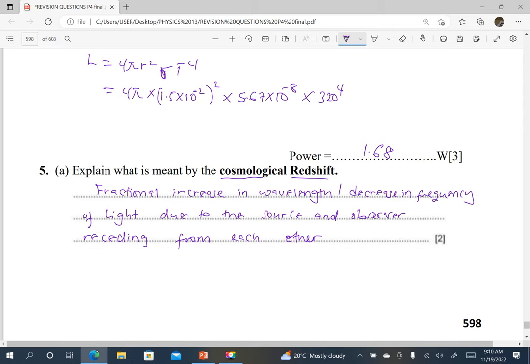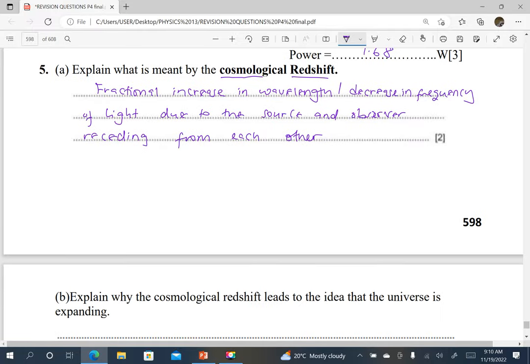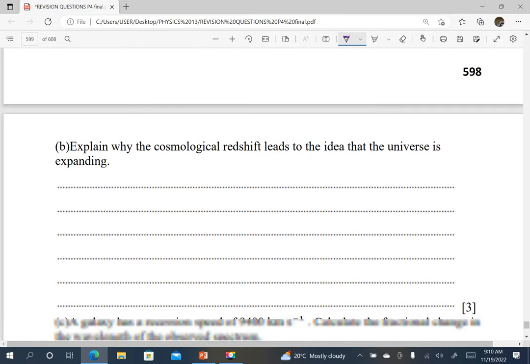In other words, it appears as if galaxies are moving away from the Earth. And if galaxies are moving away from the Earth, since we cannot assume to be at the center of the universe, perhaps we are also moving away from those galaxies. So could it be that the universe is expanding? That is now the Big Bang.